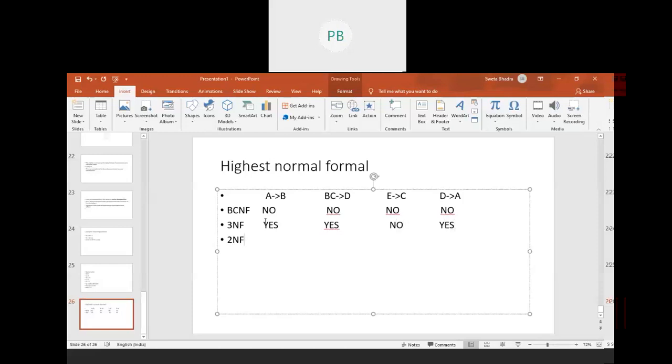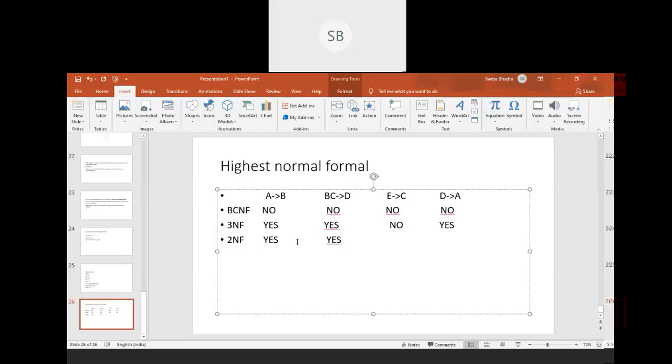2NF. What was the criteria? That there should not be partial dependency. So how do you check the partial dependency? The LHS must be a subset of a candidate key, and the right hand side must be a non-prime attribute. So if it is in third NF, obviously we don't have to check, because it is already in 2NF. Similar to this one also.